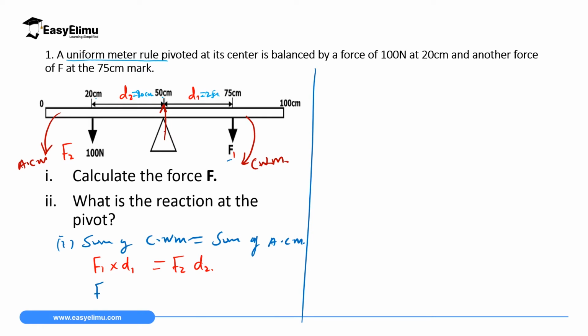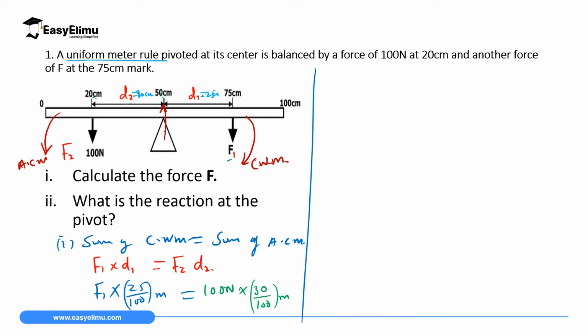No, that's what we are looking for. F1 times D1, which is 25 centimeter, which we can use like that, or we change it to SI unit. In this case, I would encourage us to change it to SI unit, which is 25 divided by 100 meter, is equal to the anticlockwise moment. We have F2, which is 100 Newton, times D2. In this case, it is 50 minus 20, which is 30 centimeter. We make it meter by dividing it by 100.